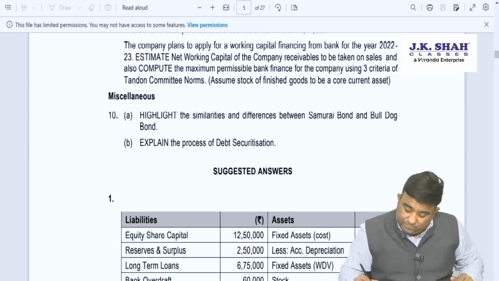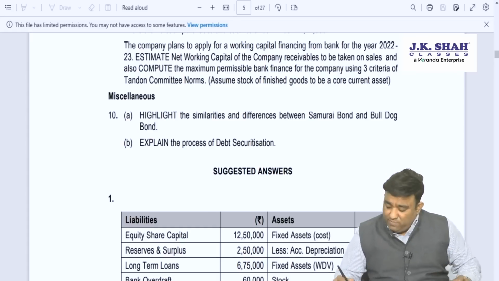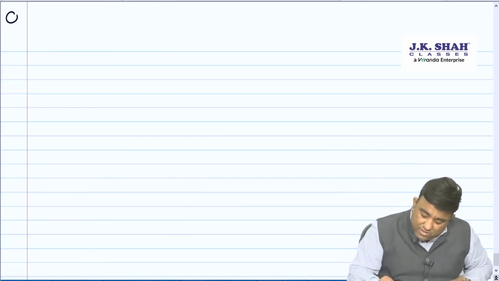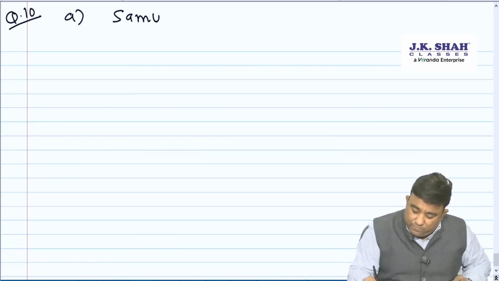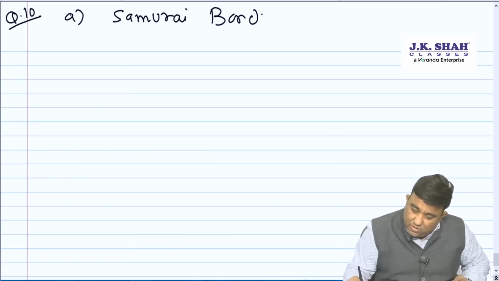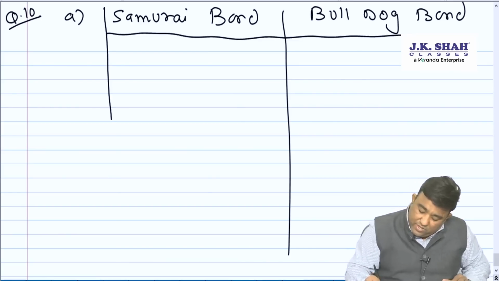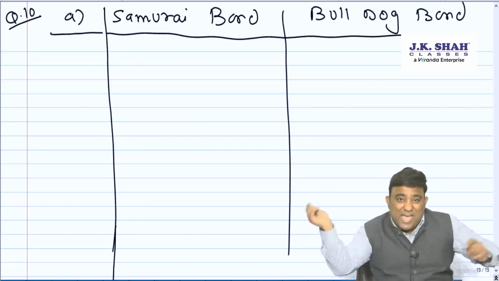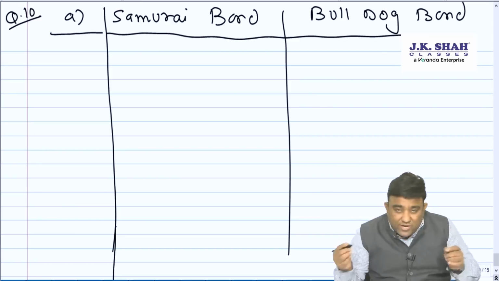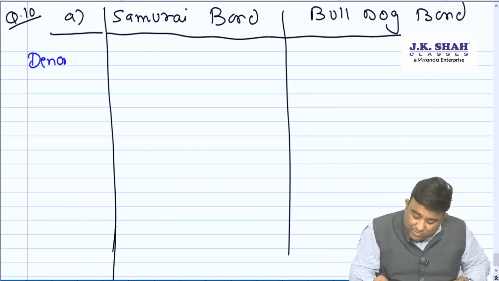Clear? Okay. Coming back to it, highlight the similarities and differences between Samurai bond and Bulldog bond. Student, very simple. It's just a simple difference between Samurai bond and Bulldog bond. Let me go like this. Keep it simple. Samurai is Japan, Bulldog is London, Great Britain. So let us go like this. This is in terms of denomination.